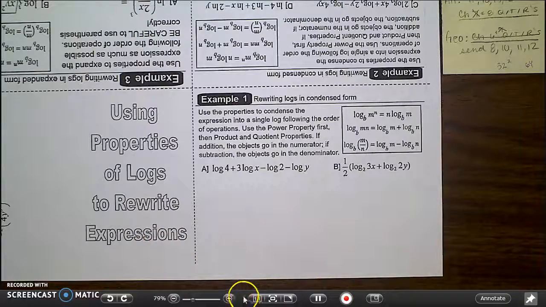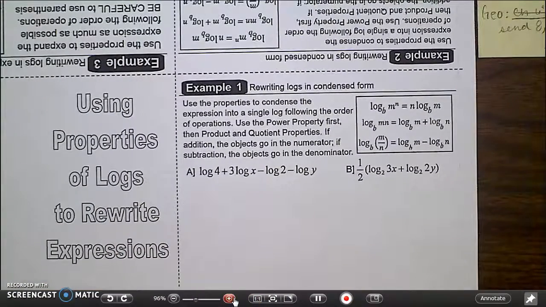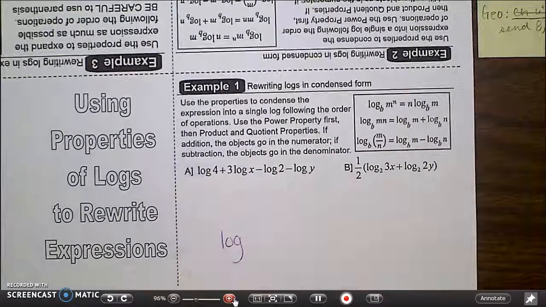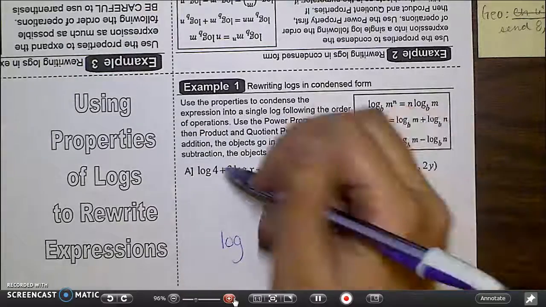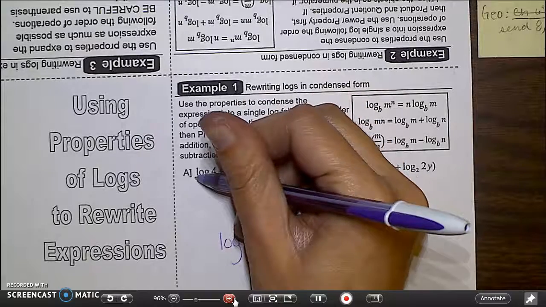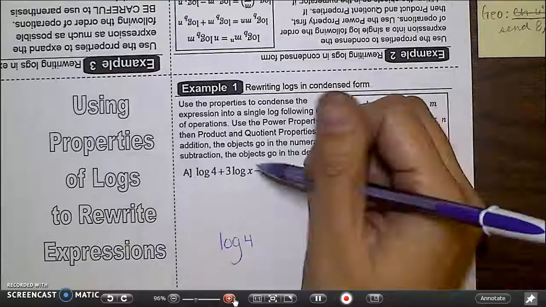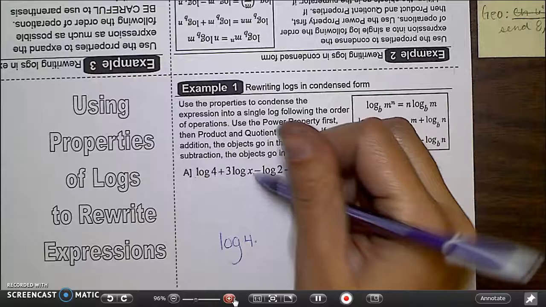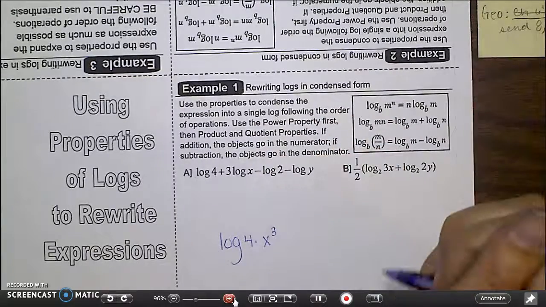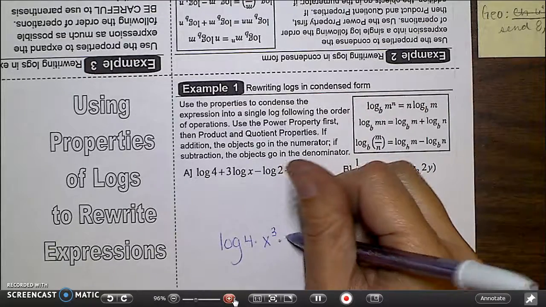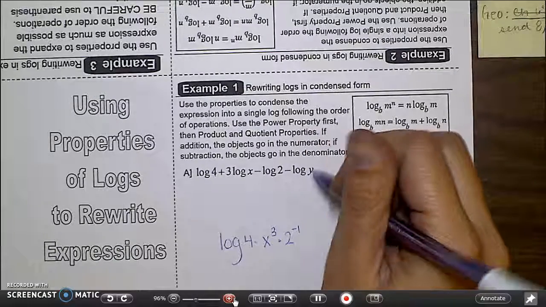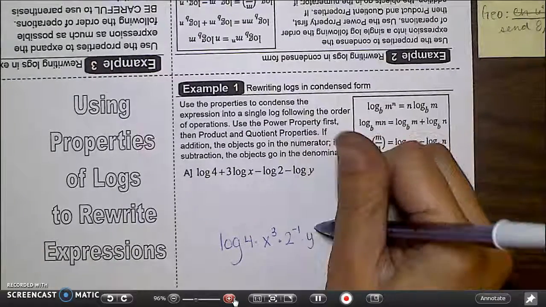Either way, because I'm condensing, I want to make sure that I rewrite this as just one logarithm. And then I just write the numbers in order. And so the first number that I have is 4 with an exponent of 1 because there's nothing in front. The next number I have is x. That's going to have an exponent of 3. The next number I have is 2. It's going to have an exponent of -1. And then the last one is a y with an exponent of -1.